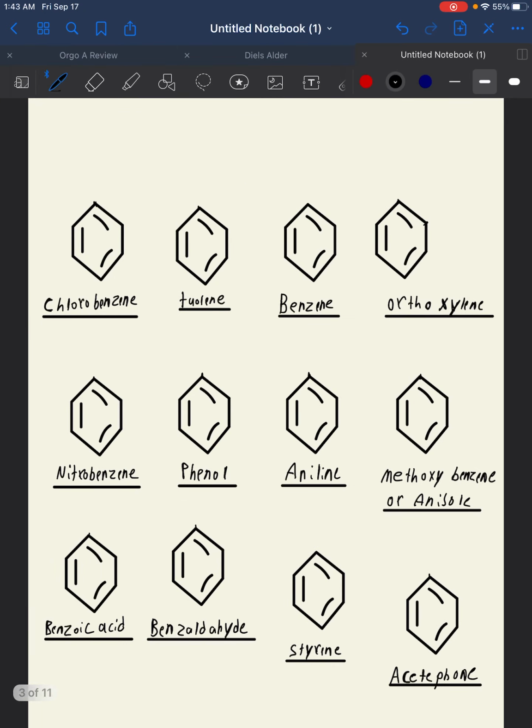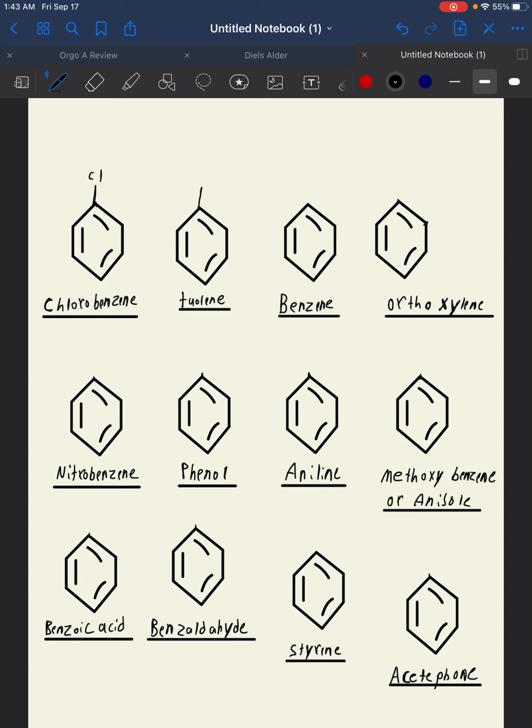So chlorobenzene is just a chlorine attached. If that was bromobenzene, it would be a bromine attached. If that was iodobenzene, it would be an iodine attached. If that was fluorobenzene, it would be a fluorine attached. But since it's chlorobenzene, we will put our chlorine halogen back in there.